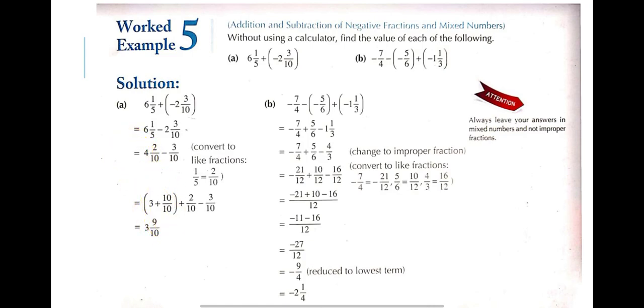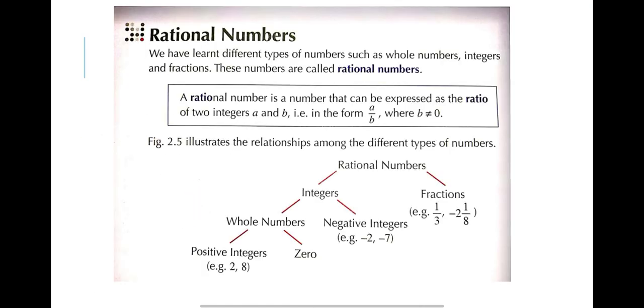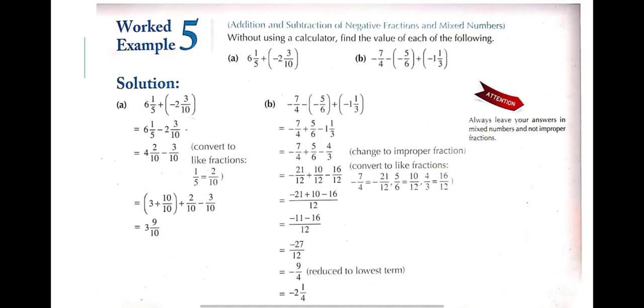It must be 10 over 10 because the fraction we are talking about here has a denominator of 10, right? So we change it to 10 over 10. This is to help the 2 over 10. So it becomes 12 over 10. Yeah, 12 over 10. So 12 minus 3 is 9.